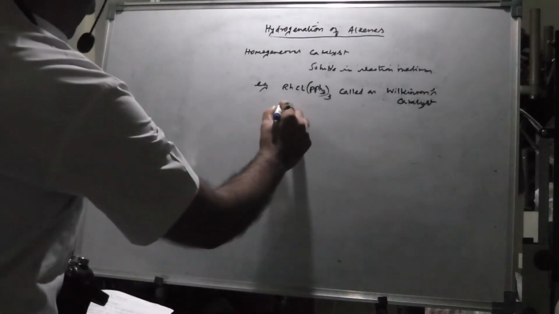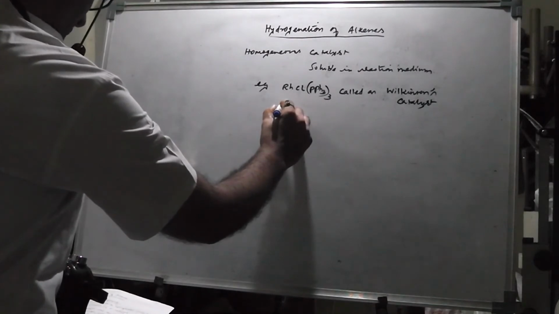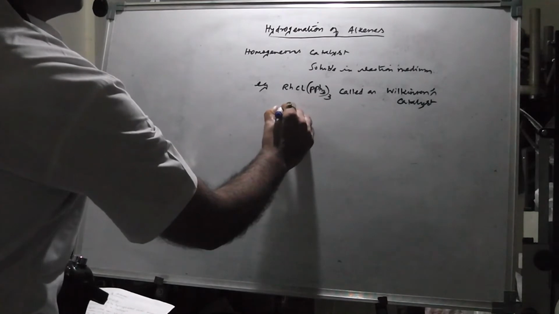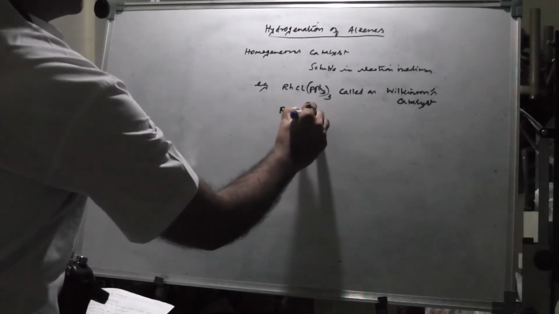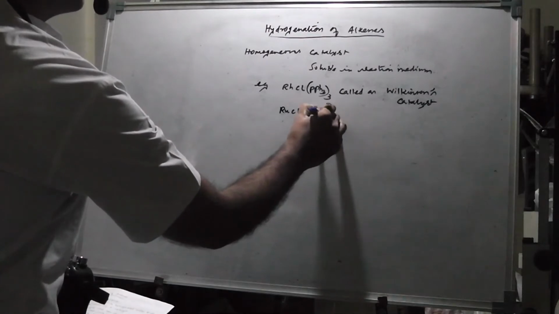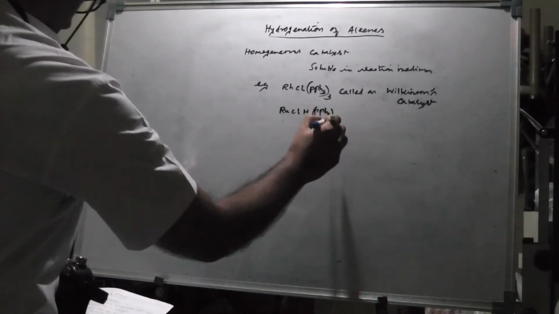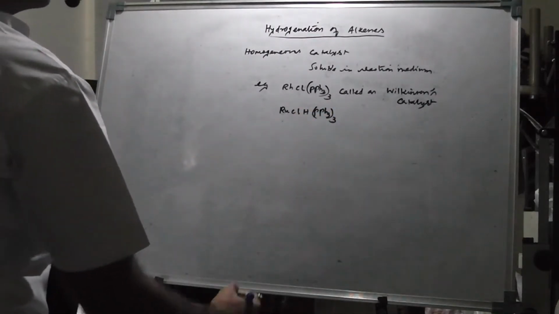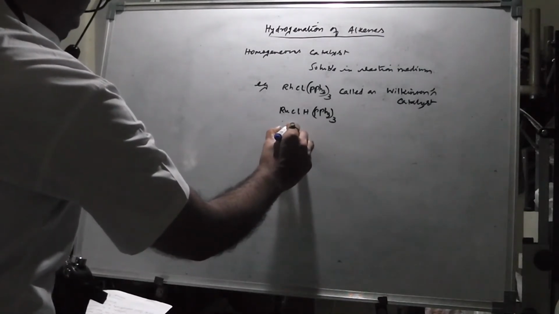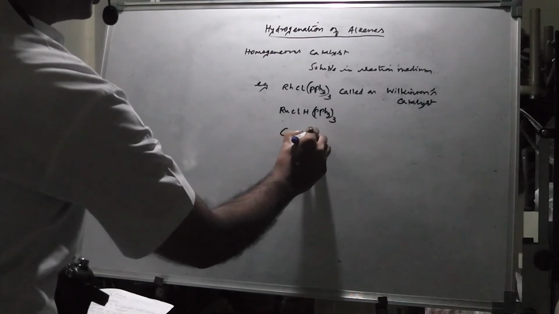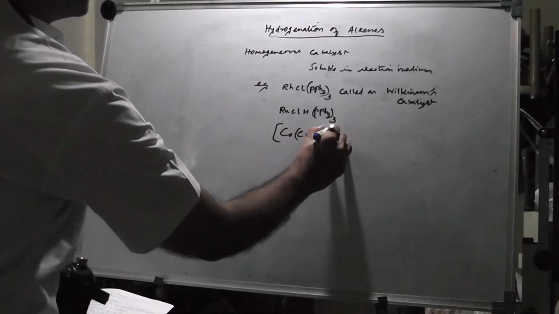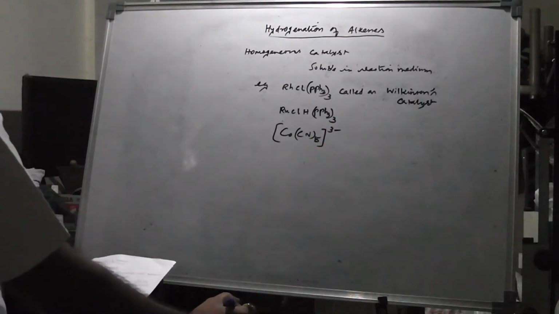Another compound is chlorotris(triphenylphosphine)ruthenium(II). One more complex that has been given is pentacyanocobaltate, Co(CN)5 3-.